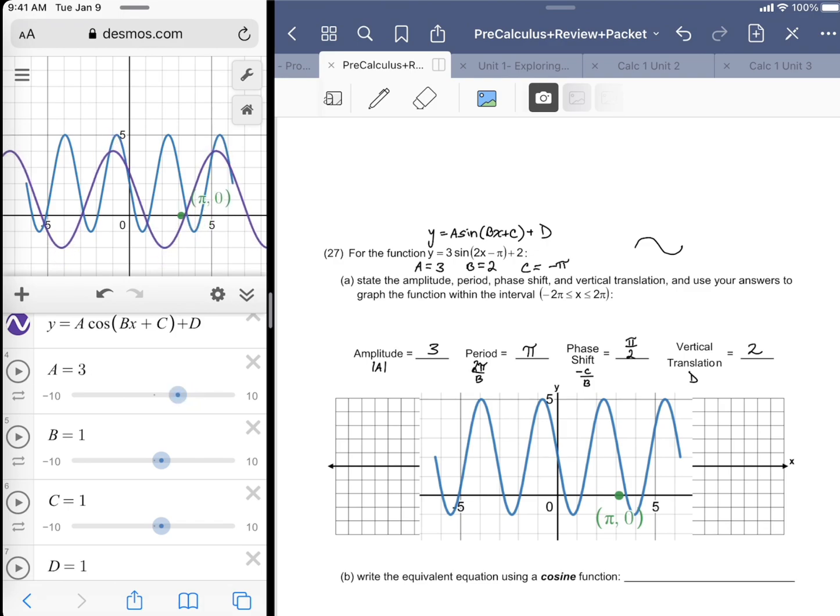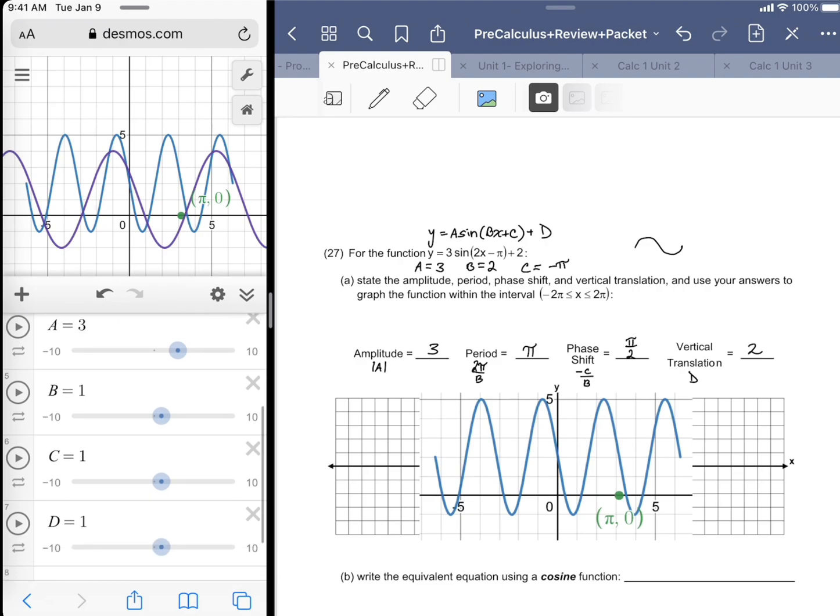With the touchscreen, sometimes it sticks. If it does, just type it in. All right. My vertical translation should also be the same. You can see here, I'll toggle it off and on. You see it's too low. All right. I want it to go up, so I'm going to move my D value up to 2.